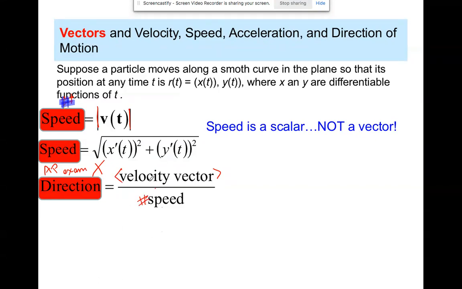So you're just scaling each one of these vectors. It's a unit vector, kind of, sort of. It's the velocity vector divided by the magnitude of the velocity, so it's a unit vector. It's just not the i and j unit vector.